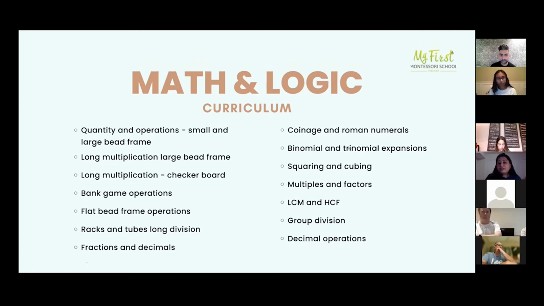Then we're looking at fractions and decimals, coinage, Roman numerals, binomial and trinomial expansions, which is a push into their algebra. So right from this age, we're pushing them into the algebraic world as well. So binomial and trinomial expansions, looking into the unknown quantities, squaring, cubing, multiples, LCM, HCF, division, and so on and so forth.